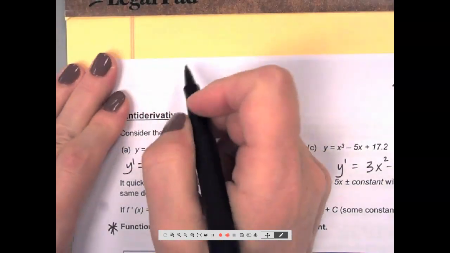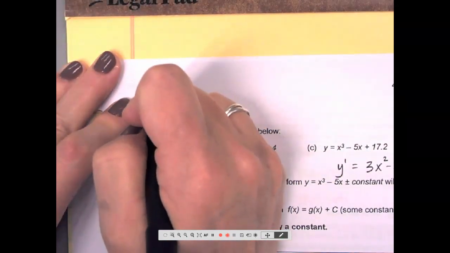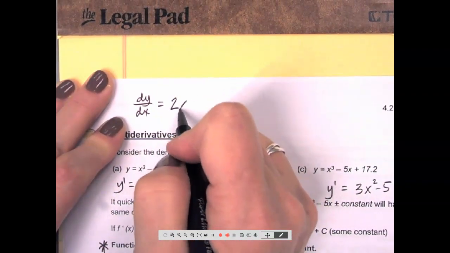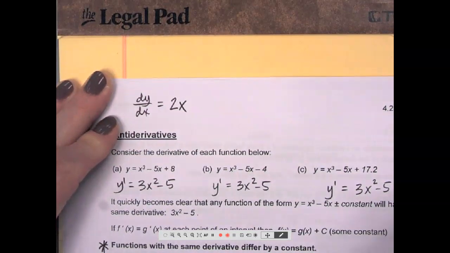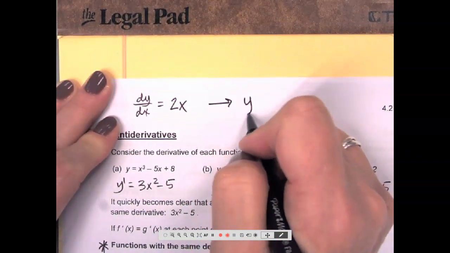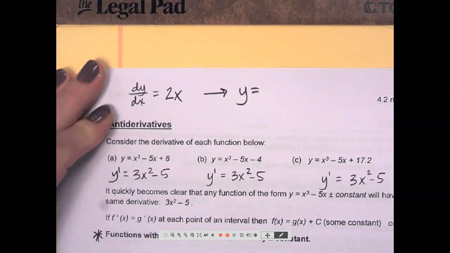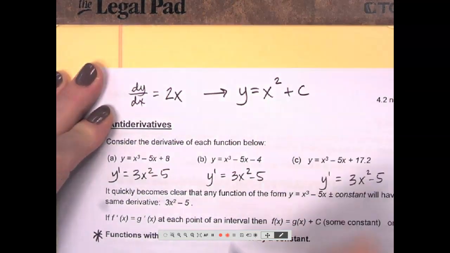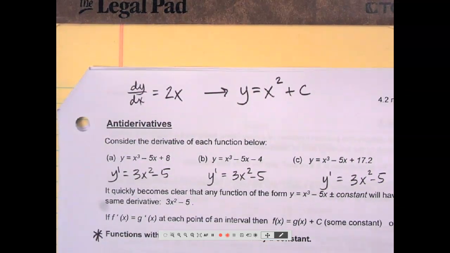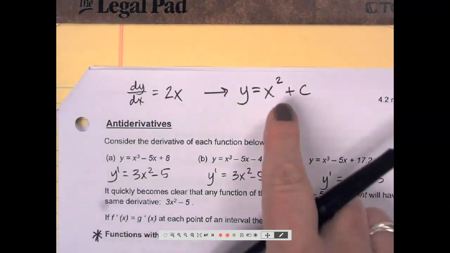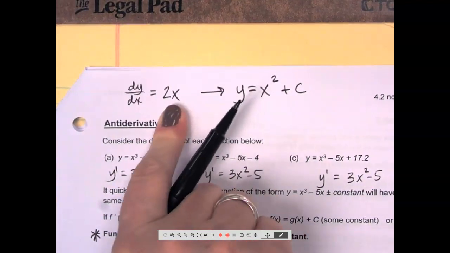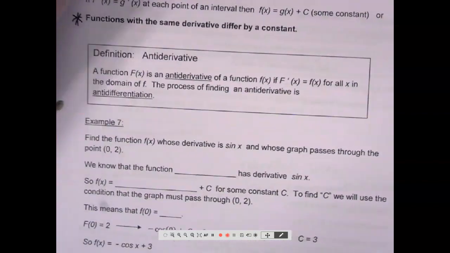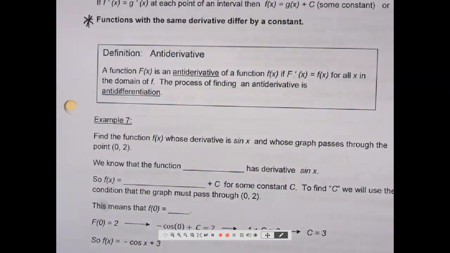So if I told you that I had a derivative of 2x, okay, what would y have to be? X squared, but there might have been a number there, so we just say plus c. Okay, so that would be the antiderivative of this. Okay, so now we're working backwards. Okay, so that leads us into this next one.